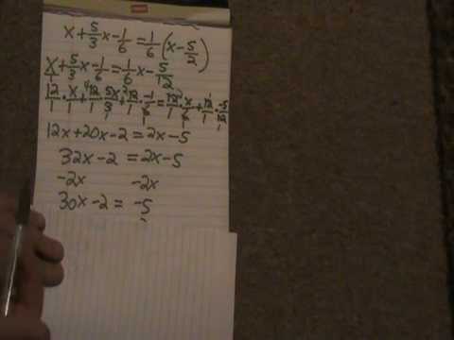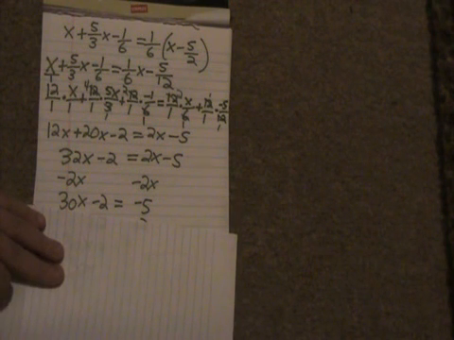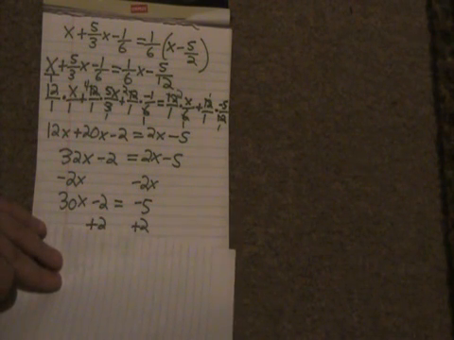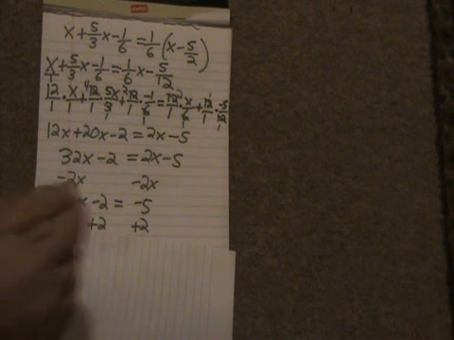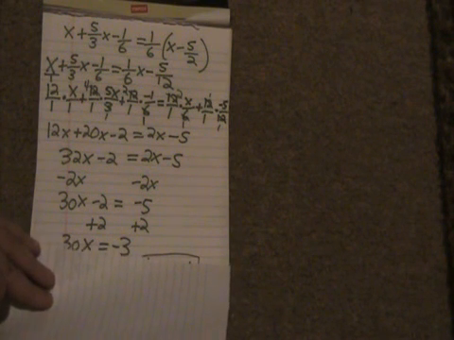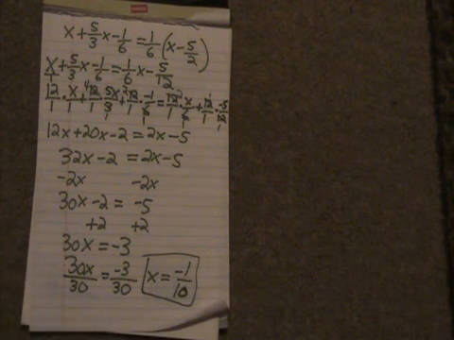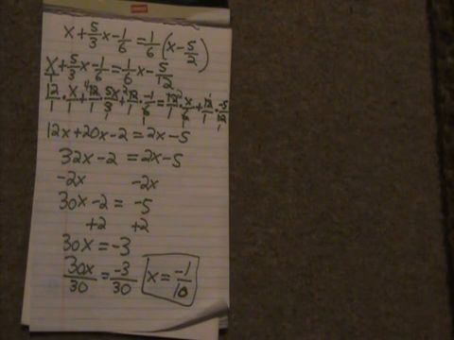Okay, so what would you do next? Looks like you could say, I've got to get that constant over to the other side. I can add 2 to both sides. So if I add 2, it's going to cancel on the left. On the right hand side, negative 5 plus 2 is a negative 3. So I'm going to have 30x equals negative 3. And if 30 is multiplied with x, divide both sides by 30. You're going to end up with negative 3 over 30 is equal to x, which reduces to negative 1 over 10, negative 1/10.